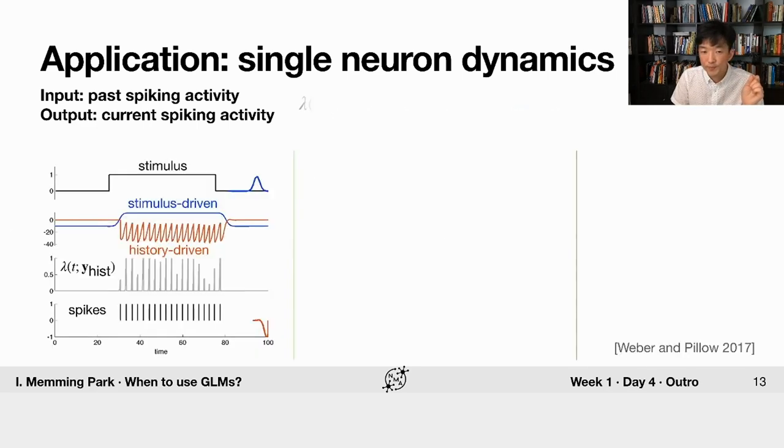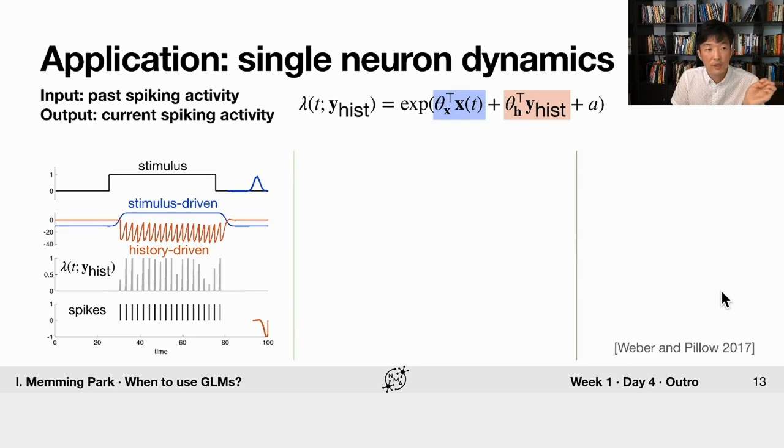And what can it do? Let's see a simple example here. I'm going to show you a video, but I'm going to first show you the final frame of the video. The stimulus here is black. This is X at each time point T, so this is over time. And the blue bump here is theta of X. And the red bump here is theta of H.